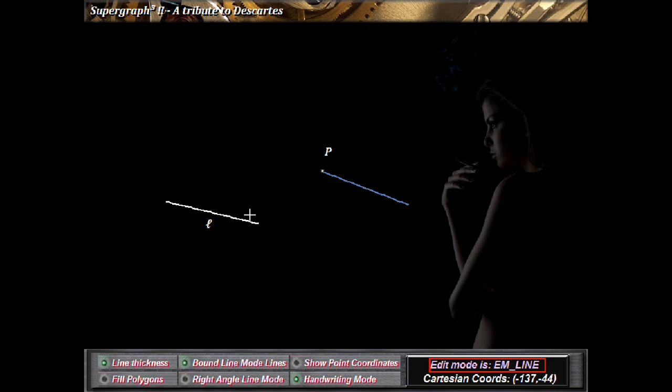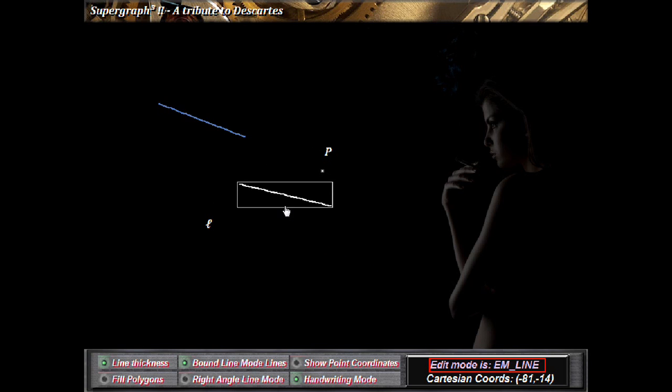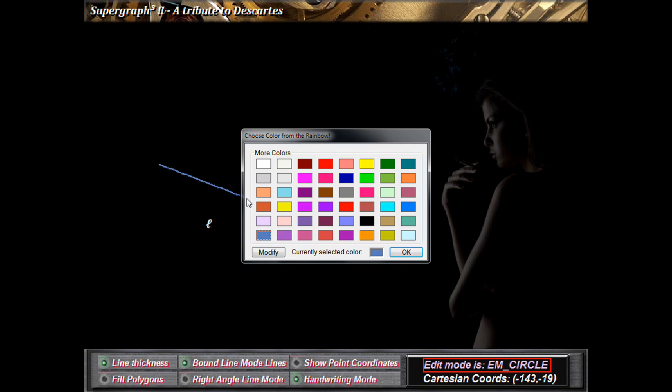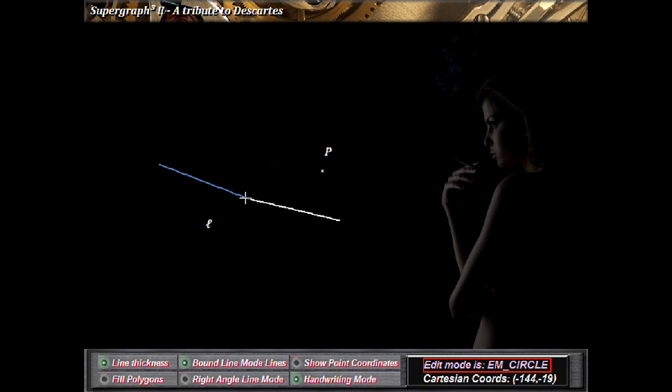Okay, now here's our produced line. Now I'm just going to prove that it is of equal size to the given one. One way to do that is to put them together like this, and get out the compass, and draw a circle with this as the center point.